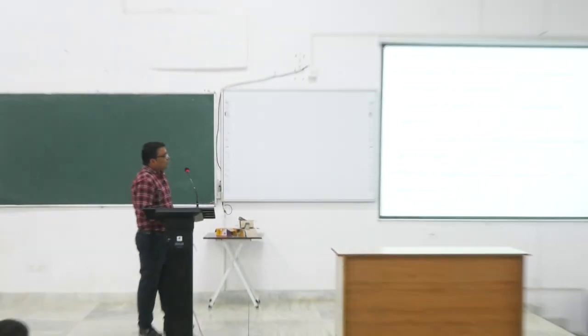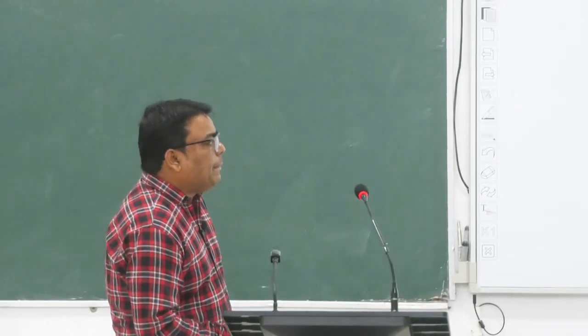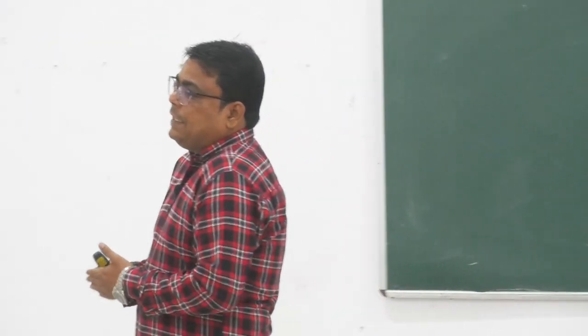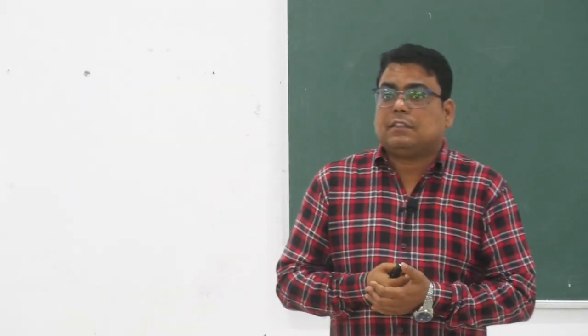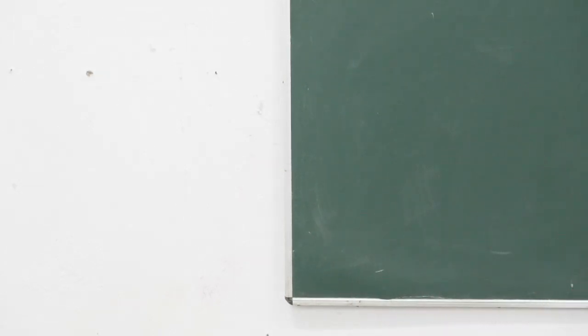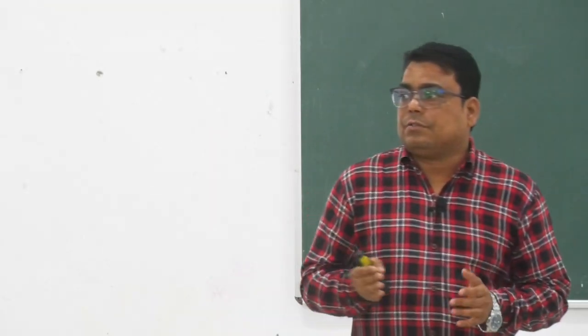Now the function of this glycolipid, what is the function of this glycolipid? It is present in the nervous tissue. It is mainly present in the nervous tissue. What is the function of nervous tissue? Conduction of signals. Yes, conduction of signals from the brain to all the tissues. So this is the major function of nervous tissue.